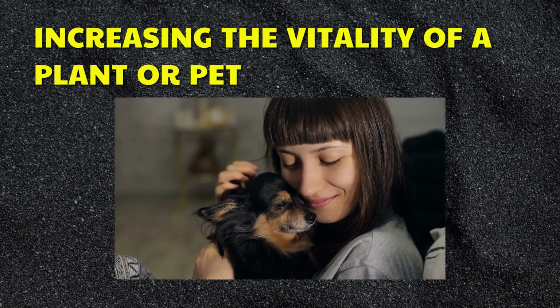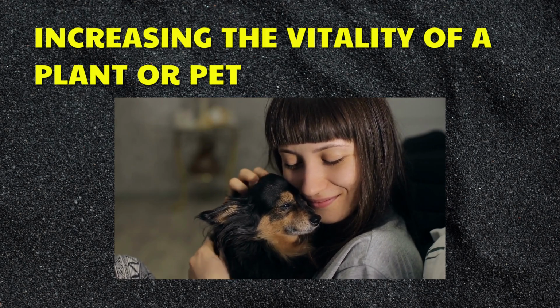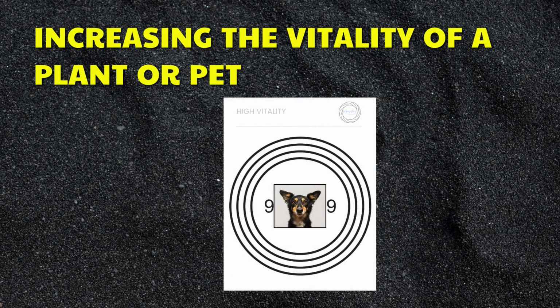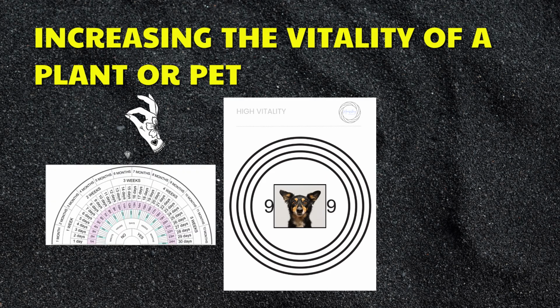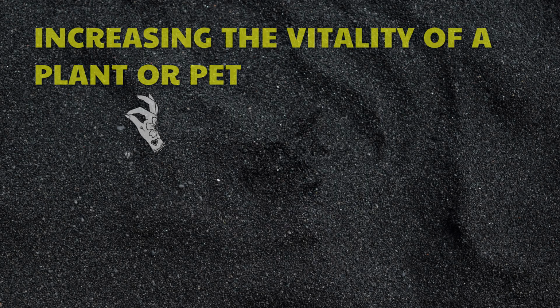If your pet is low energy or sick, you can use a recent photograph of the animal or a small sample of fur as a witness and place it in the center of the graph. Then, using your pendulum and time chart, ask how long the witness should remain on the graph. You can ask, how much time is necessary to increase the vitality of this animal to normal levels? Let the pendulum indicate the time.